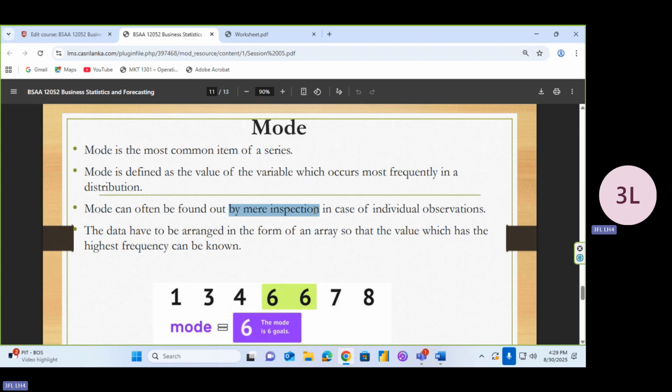Why? Looking at the variable, we can find which one is the most frequent. Let's take a simple example. Gender is a qualitative type variable. If you need to find the central tendency measurement, you can use what? The mode, not the mean and the median. Why? Assume there are 20 people. Then we can identify male and female, take the count of each category, and looking at the counts, we can say this is the mode.